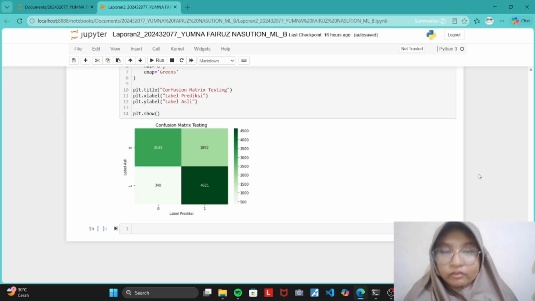Finally, based on the evaluation results, the Gaussian naive Bayes algorithm was able to classify house prices quite well using the features provided in the dataset.